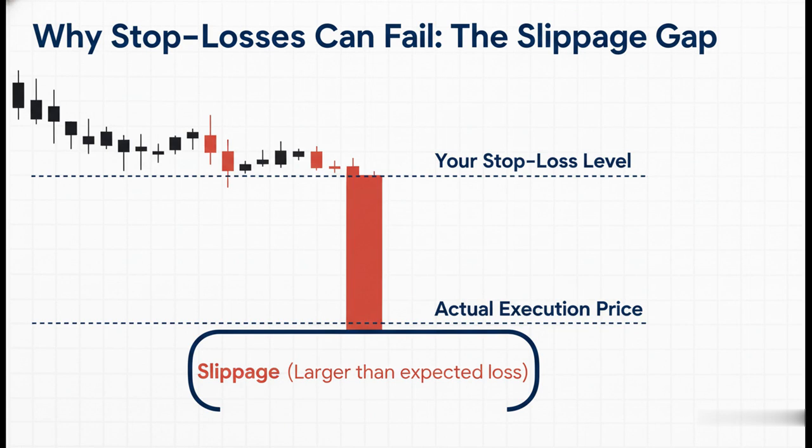The system just doesn't have time to execute your order at the level you set. This is called slippage. It's like trying to jump off a bullet train at an exact spot on the platform. The train might just blow right past it before you can get off. So your trade will eventually close, yeah, but it could be at a much worse price, meaning your loss is way bigger than you ever planned for.